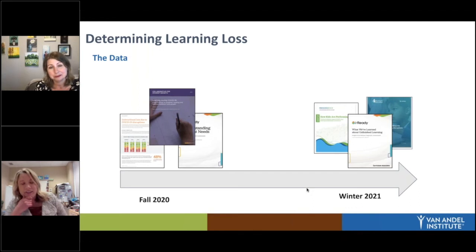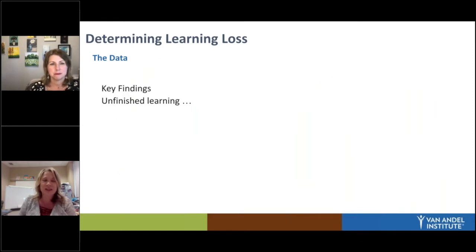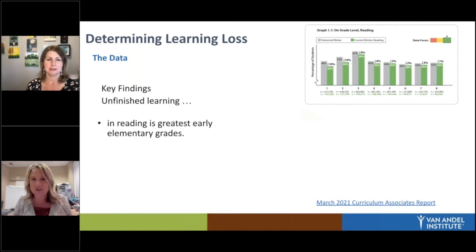Right. And, like you said, Tara, learning loss is everywhere. You see it everywhere. And with that, there's data. Data is everywhere as well. So I just wanted to pull out a couple of more recent reports for winter of 2021. And one in particular was from Curriculum Associates. Now, as Tara mentioned with the naming convention, they call learning loss unfinished learning. So that's why that's there.